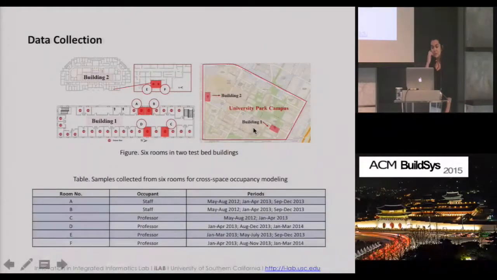We purposefully chose these buildings to have different orientations. We also wanted to have occupants with different job titles. So 2 of them are occupied by staff members, 4 of them by professors, and they had different schedules. We collected data for each room for at least 8 months, from 2012 to 2014.